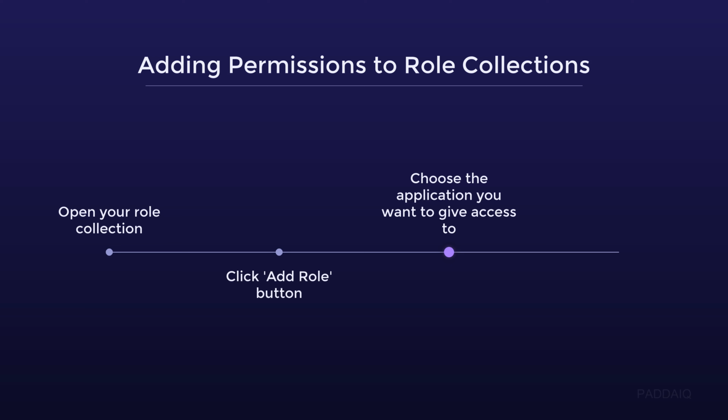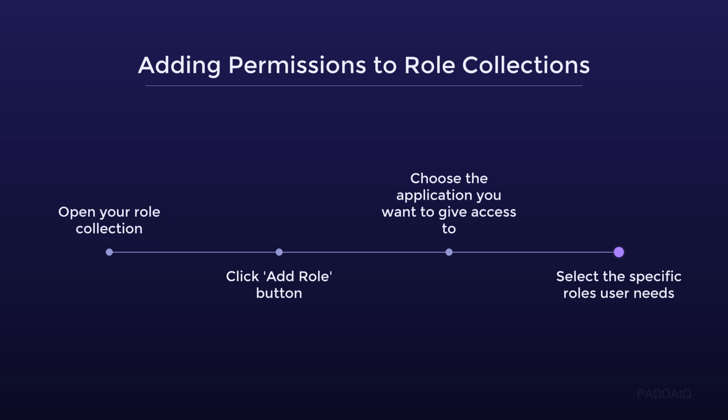Choose the application you want to give access to. This means selecting the specific SAP BTP app, like a travel expense tool, that users need to use. For example, you would pick the Employee Travel Management app to grant employees permission to submit trip expenses. Assigning the correct application ensures users can perform their required tasks efficiently.